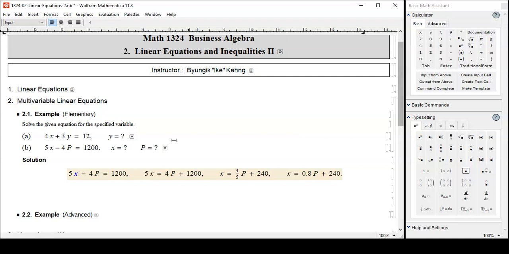Now that was for x. How about for p? No problem. This time I want p, so I'm going to push the other term, 5x, to the other side and keep minus 4p here, and then I can do it like this. Make sense? And then I can divide by 84.